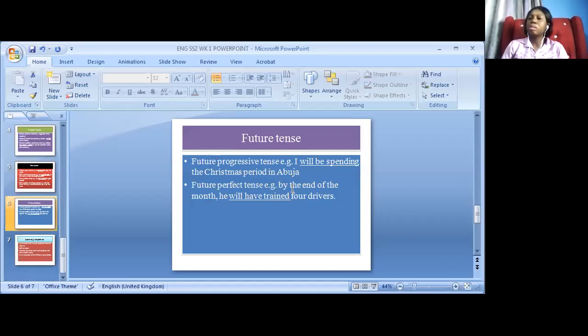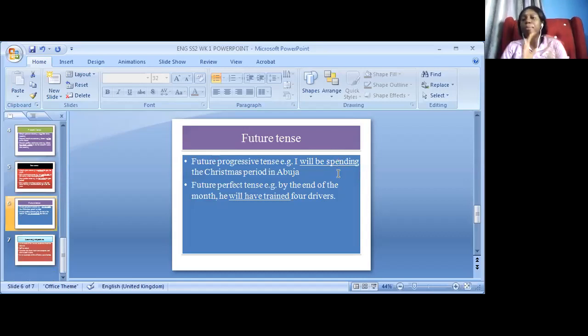For example, by the end of the month, of course this month, today is the 14th, by the end of the month, maybe around the 29th, 28th, thereabouts, he will have trained 4 drivers. By the end of the month, he will have trained 4 drivers. That means this particular action of training drivers would have been completed at that particular period of time. That's the end of the month. All right, so that is the future perfect tense.